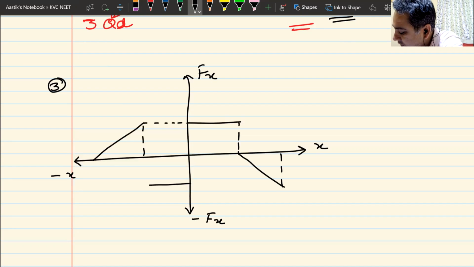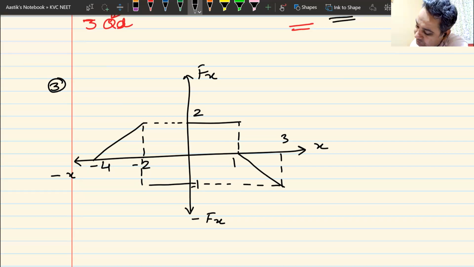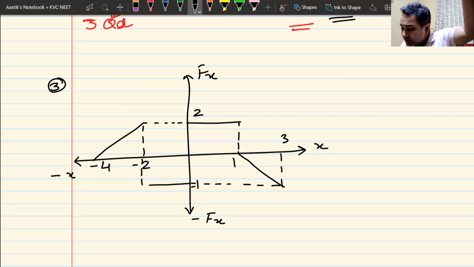Whatever you call it. Let me call this -4. Let me call this -2. Let me call this 1. Let me call this 2. This is -1 because it's on the downward side. Remember what I'm saying. This is 1 and this thing is 3. The height is also -1. So I hope you understand. Forces are either +2 or -1, like this.